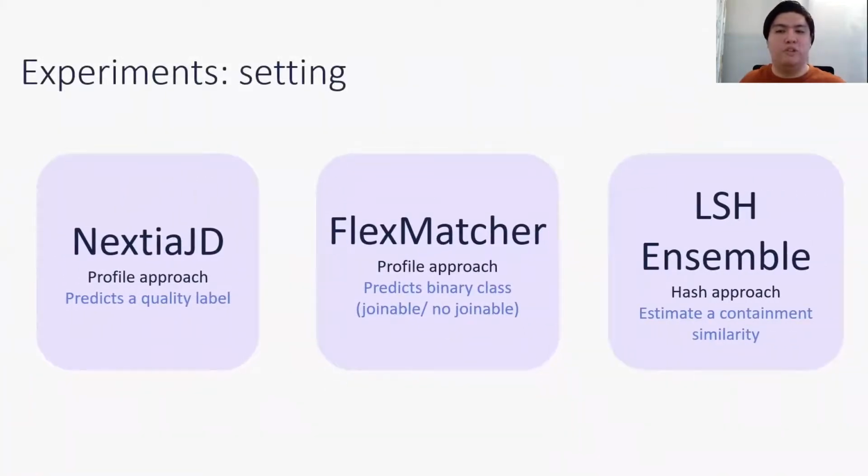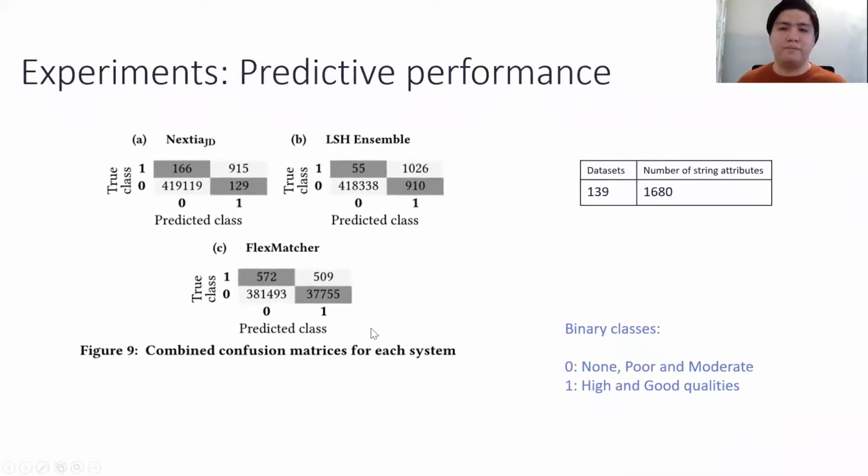We compare our approach with 2 relevant techniques for data discovery: Flex Matcher, which is based on profiles but on a binary class, and LSH Ensemble, which is based on locality sensitive hashing to estimate the containment similarity. In order to make the comparison, we transform our output into a binary output, using label 1 for high and good qualities, and label 0 for non, poor, and moderate qualities.